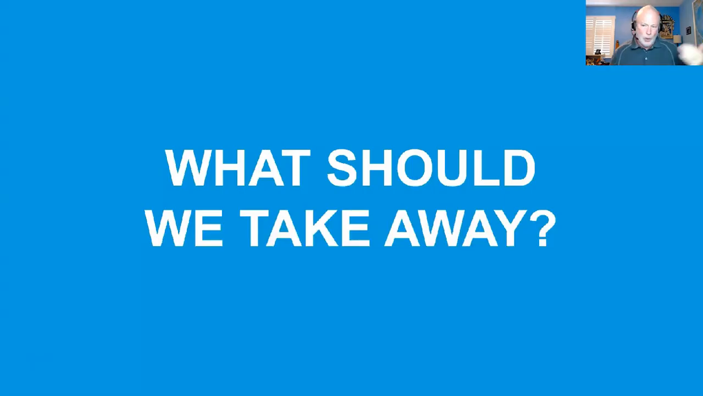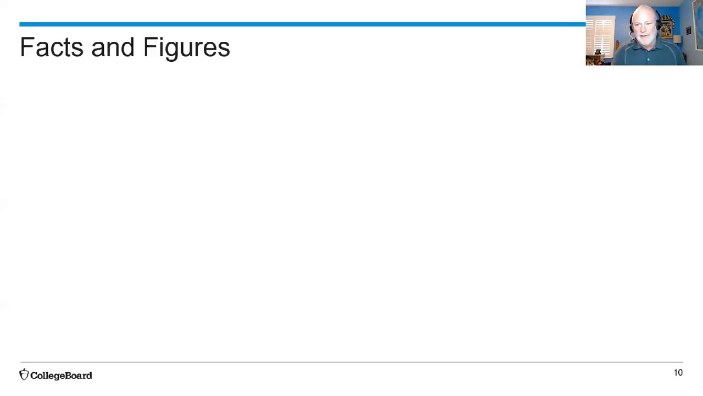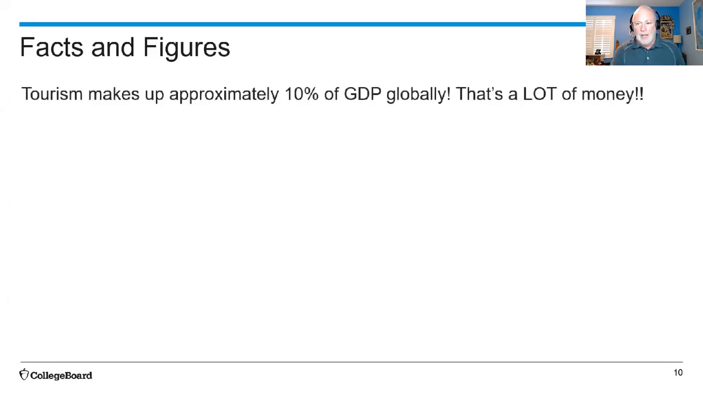Okay, so what should we take away from this video all about sustainability and ecotourism? Well, let me throw some facts and figures out at you. Tourism makes up approximately 10% of global GDP. Guys, that's a big number. Global GDP is something in the neighborhood of $75 trillion, and 10% of that is people traveling.